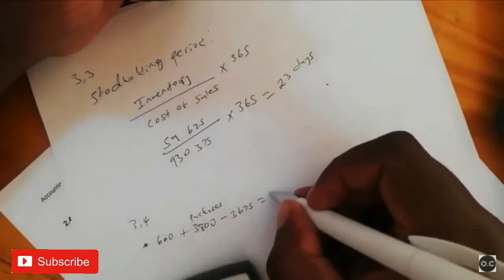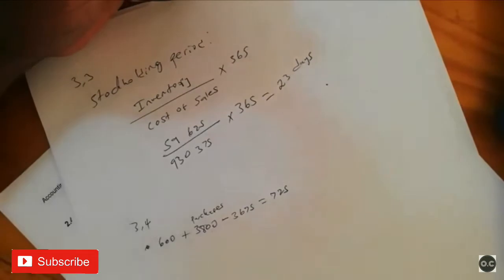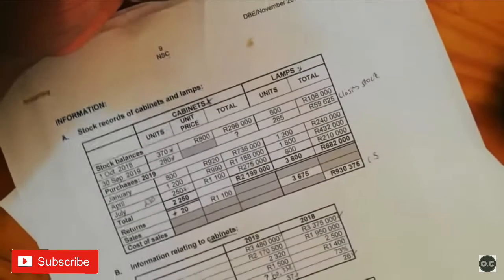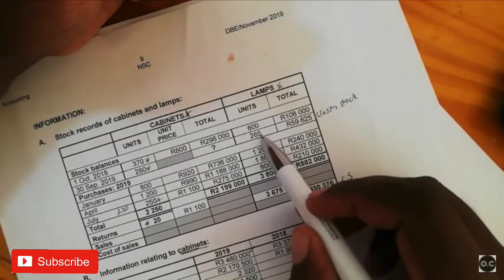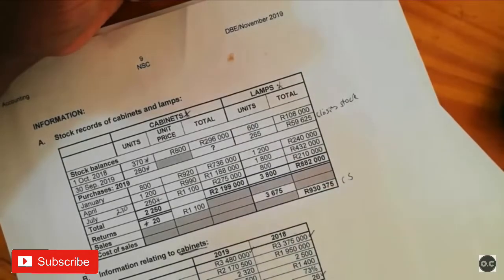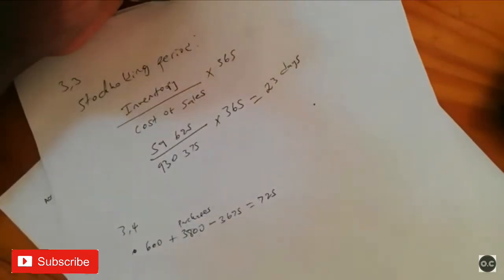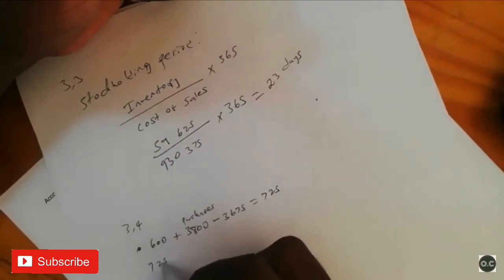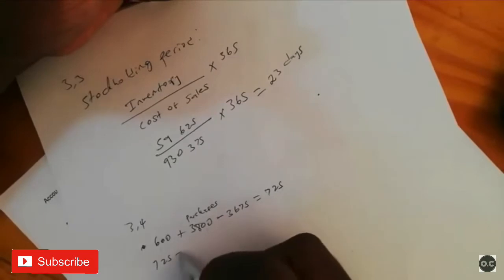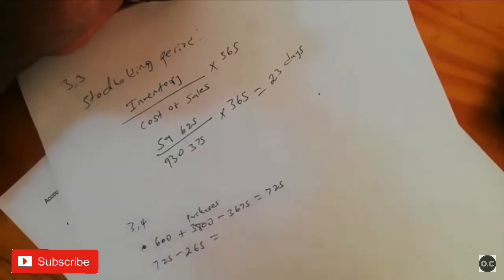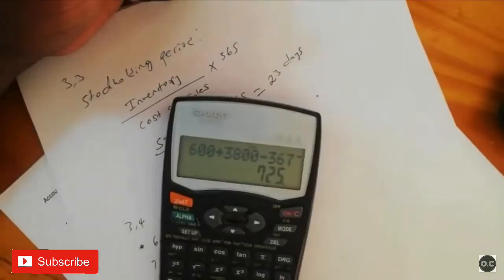Those are the lamps that should be there. But how many do you have? Wow, this comrade is stealing a lot. 265, right? You only have 265 at the end, right? So you would say 725, which was the amount of lamps that should have been there, minus the ones that are there. Then it will give you the ones that are missing.